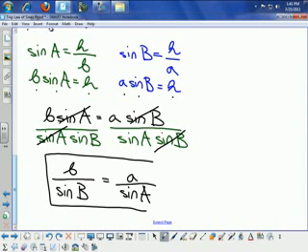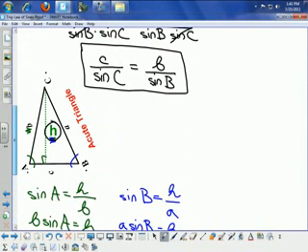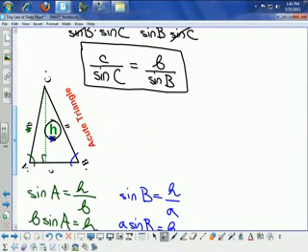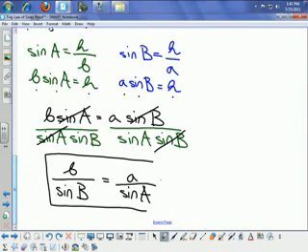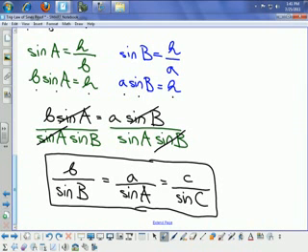And since we used the same triangle, b is still the same length, angle B is still the same measure. So we can combine that with the one we did before. So if b over sine of angle B equals side c over sine of angle C, all three of these have to be equal, and there's your law of sines.